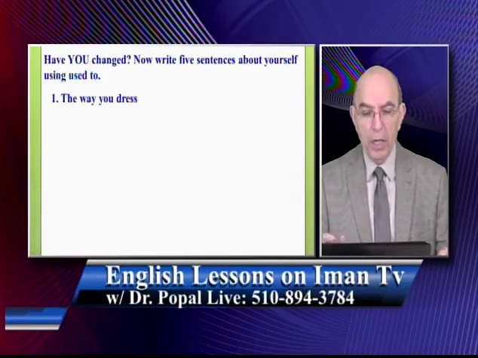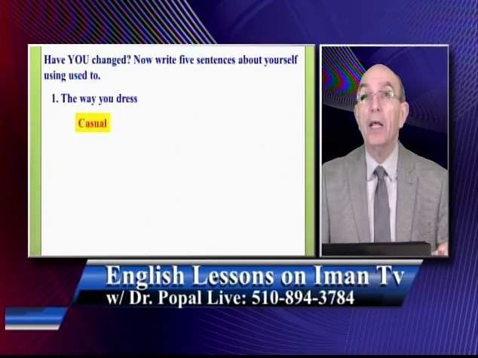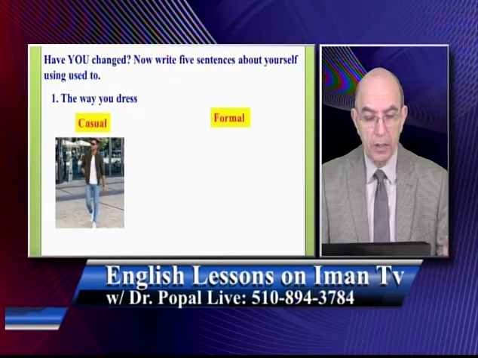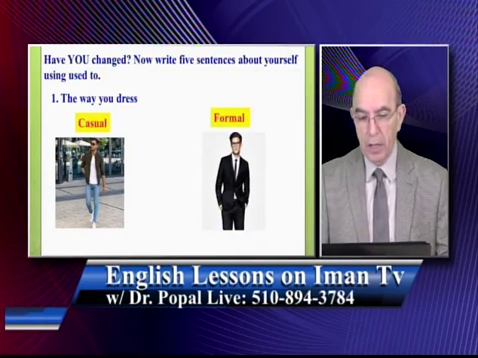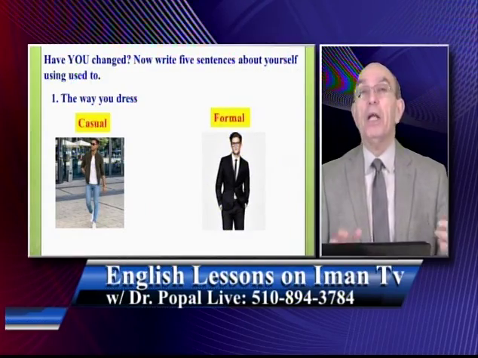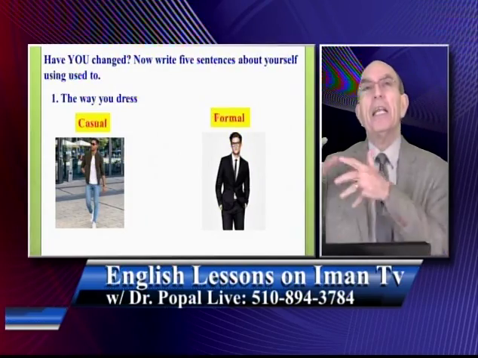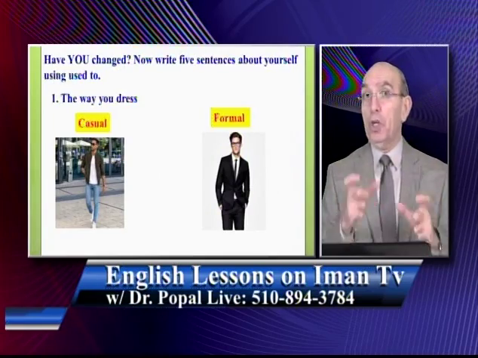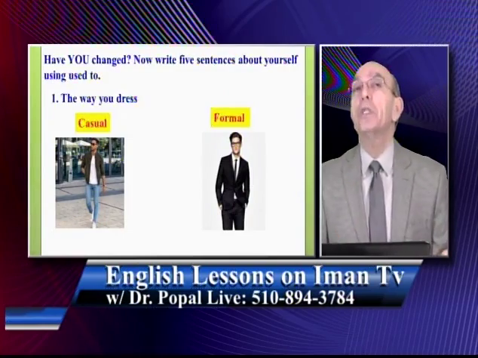Sentence number 1, the way you dress today. So some people dress what? They're casual. Other people are what? Formal. An example of a casual is what? This person. He is what? Very casual. This guy is what? Very formal. Now make a sentence that in the past you were casual, now you are formal. Then you need to use what? Used to. Used to shows what? That you did something in the past, but you don't do it anymore.